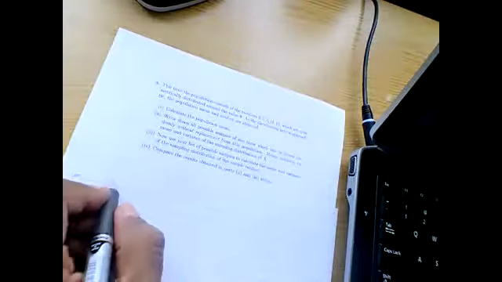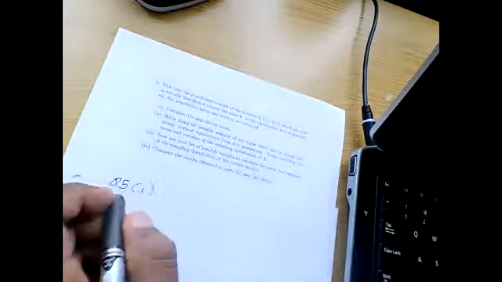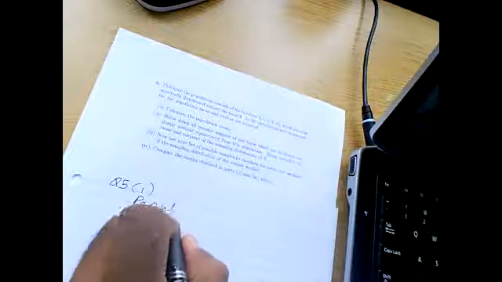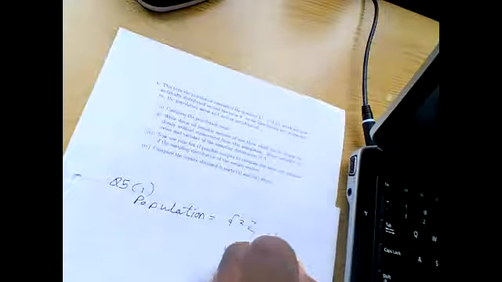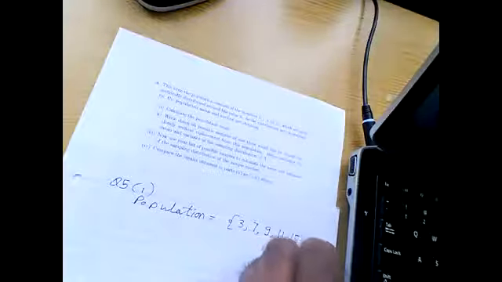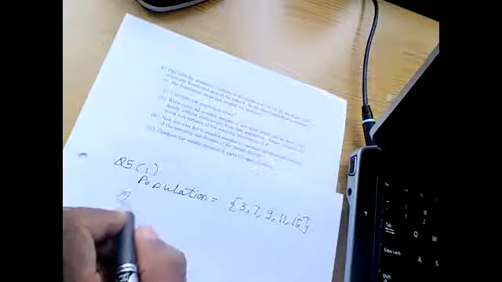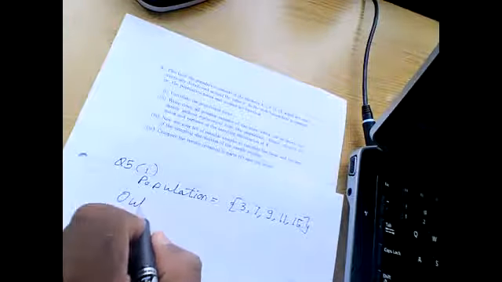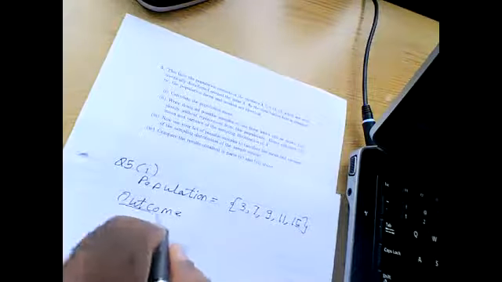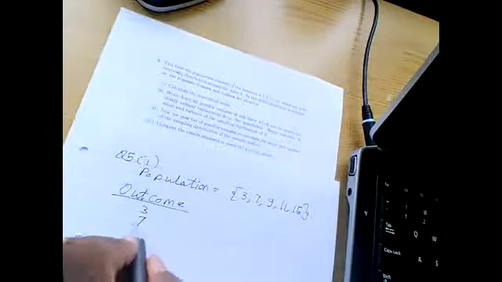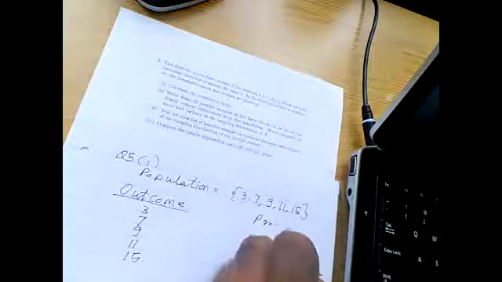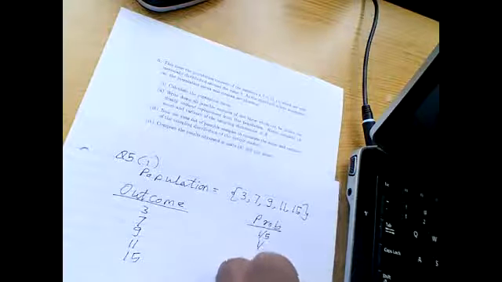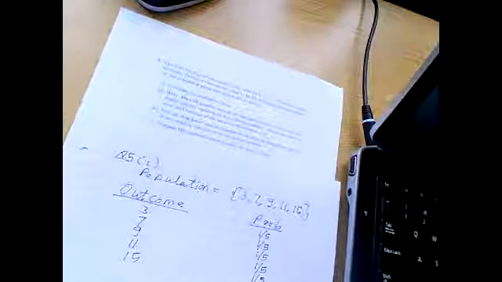So question 5, part 1, right? So you have your population with these numbers 3, 7, 9, 11, and 15. You're picking just one number out of the population. So the outcome can be 3, 7, 9, 11, or 15. And the probabilities are 1 over 5, 1 over 5, 1 over 5, and 1 over 5. Okay.